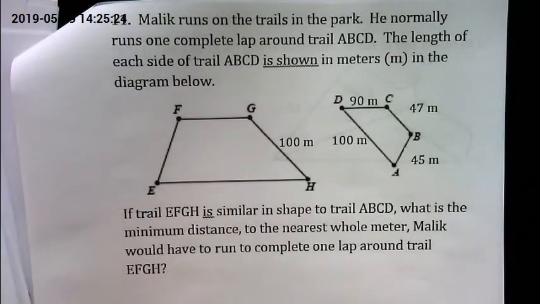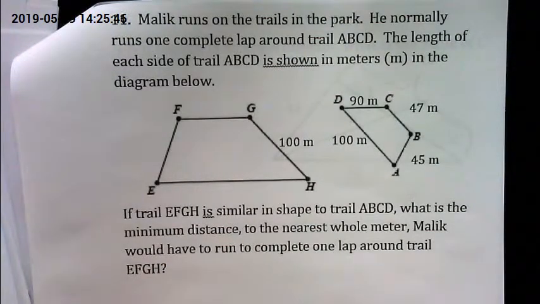So, Malik runs on a trail in the park. He normally runs one complete lap around the trail, A, B, C, D. So, he's running on this track. The length of each side of the trail is shown in meters in the diagram below. If this is a similar shape to trail A, B, C, D, what is the minimum distance in the nearest whole meter Malik would have to run to complete one lap around this figure?